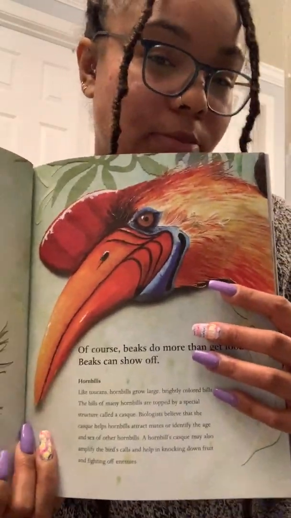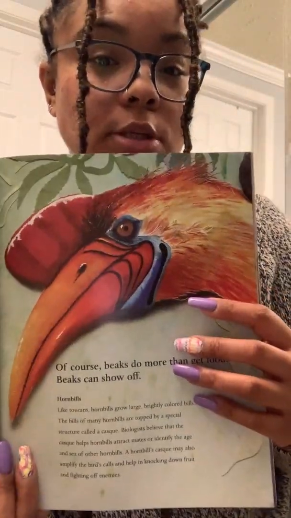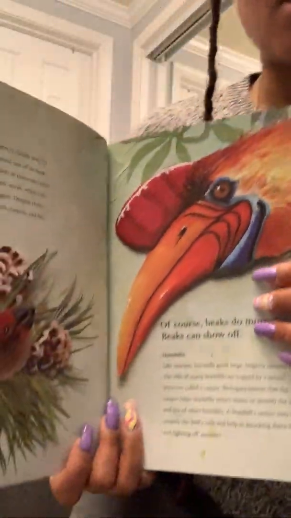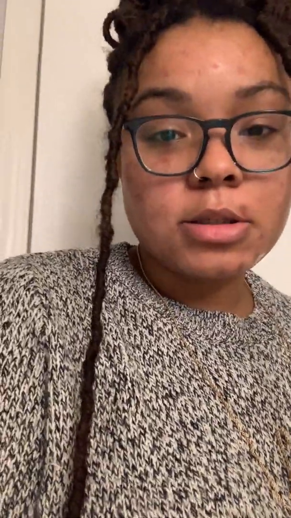Okay, so I chose the hornbill because there's a lot of details about how this bird uses its body part, in this case beak, to survive. So with that in mind, we're going to come over here to my paper. Okay, so what is our focus statement? We've been talking about this for a whole week. So what is our focus statement?